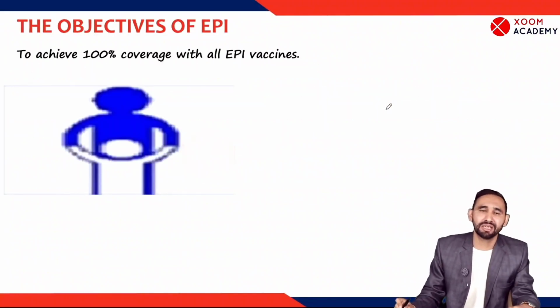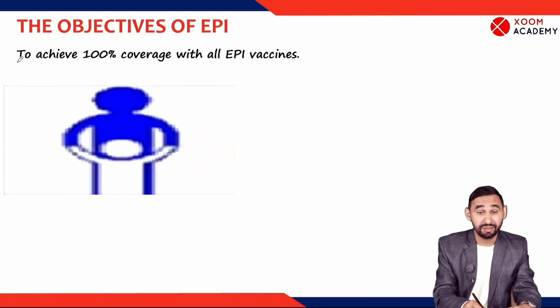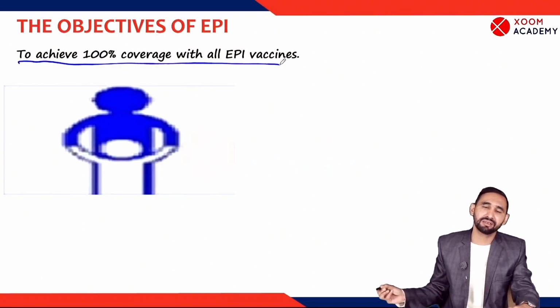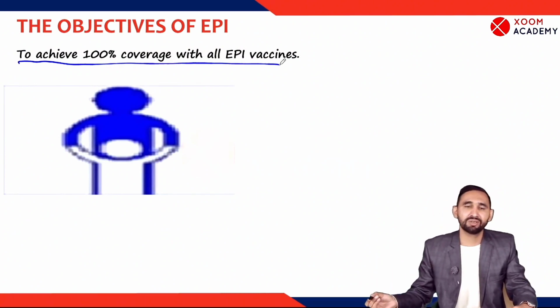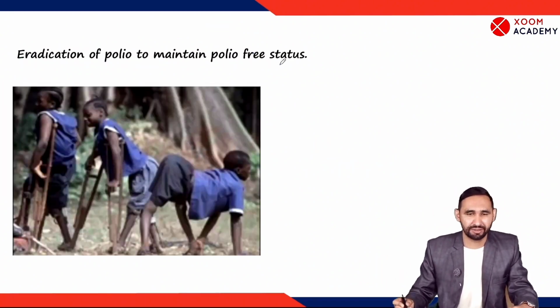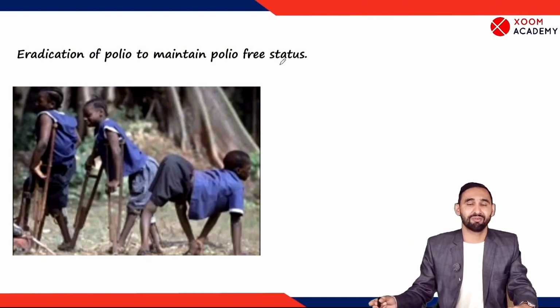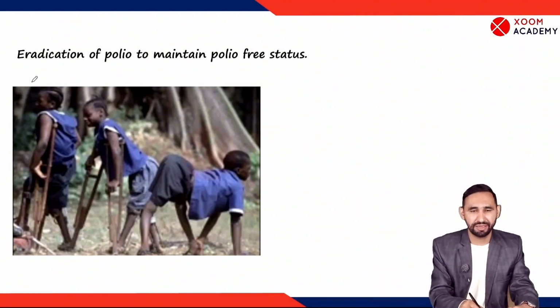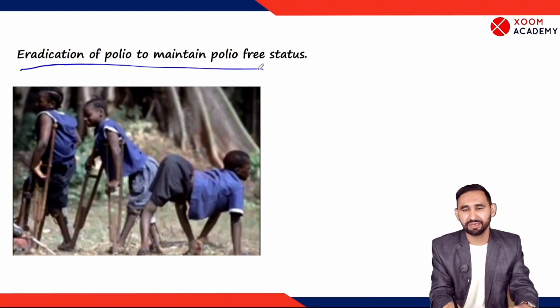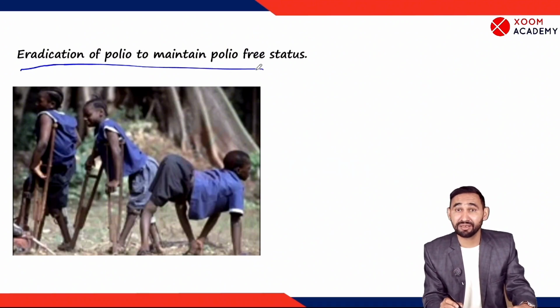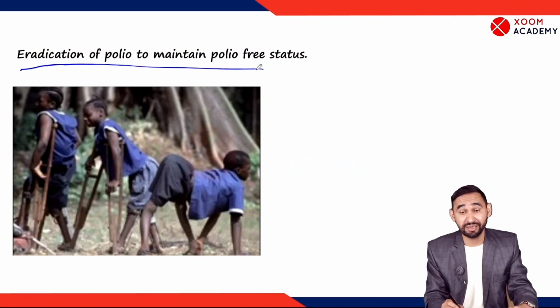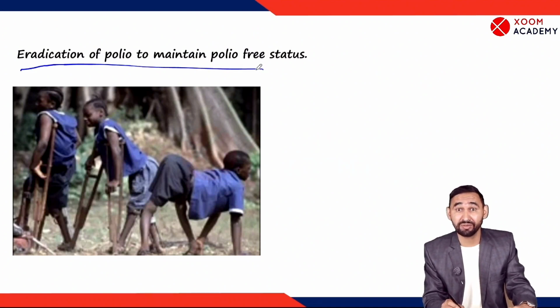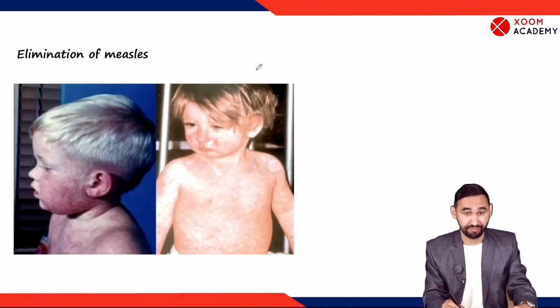What are the main objectives of EPI? To achieve 100% coverage with EPI vaccines like measles, mumps, rubella. Eradication of polio to maintain polio-free status, as polio is now present only in Pakistan and Afghanistan. We need to eradicate polio because we need to limit disability.